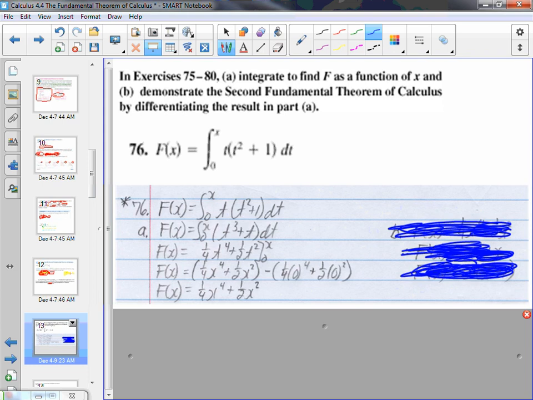And remember that we don't have a plus c, because if we had a plus c there, we'd have a plus c there, and then that plus c minus that one would give us a 0 anyway. So that's why we don't bother writing them in when we do definite integrals.